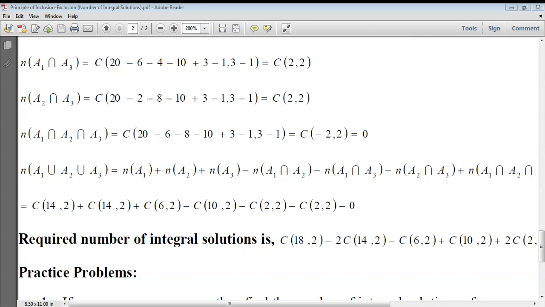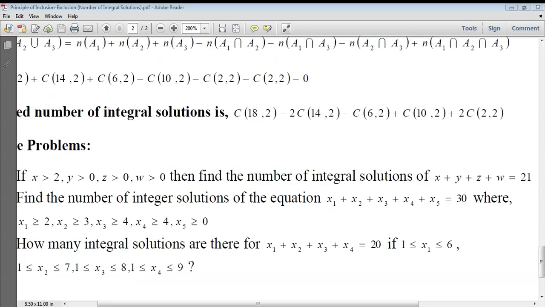Let us take the practice problems. First, you need to find the number of integer solutions for x + y + z + w = 21 with x greater than 2, y greater than 0, z greater than 0, w greater than 0. The second question is the number of integer solutions for x1 + x2 + x3 + x4 + x5 = 30, where x1 greater than or equal to 2, x2 greater than or equal to 3, x3 greater than or equal to 4, x4 greater than or equal to 4, and x5 greater than or equal to 0.